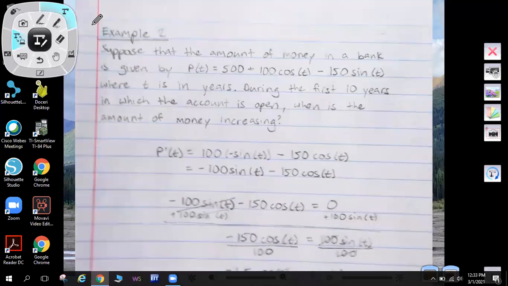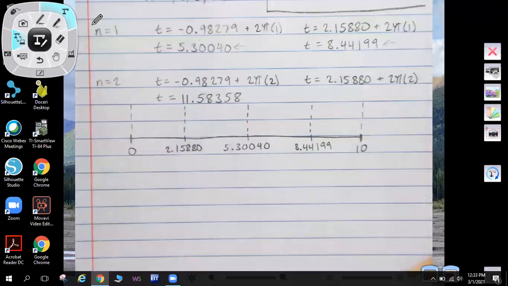Oh, is this like further? This is still example 2. It's just really long. Yes.